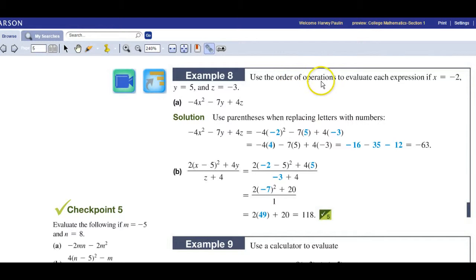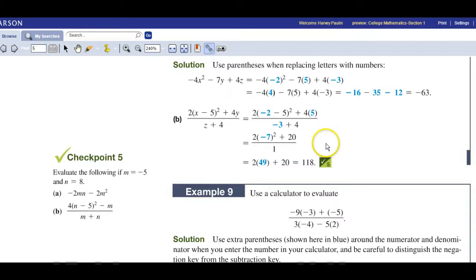So use order of operations to evaluate. And here you're going to do substitution. You're going to say the x, wherever it is, in your example will be replaced by a negative 2, and the y by a 5, and the z by a negative 3. So again, careful use of parentheses, and then following the rules of order of operations.